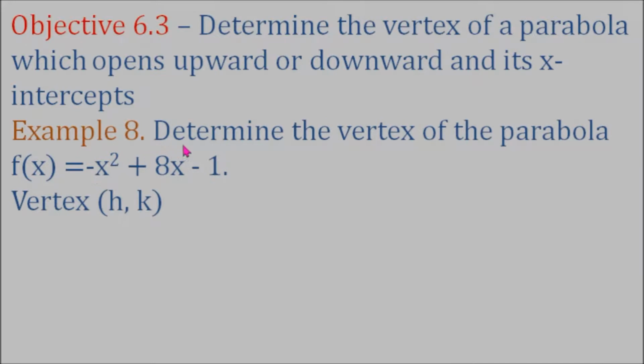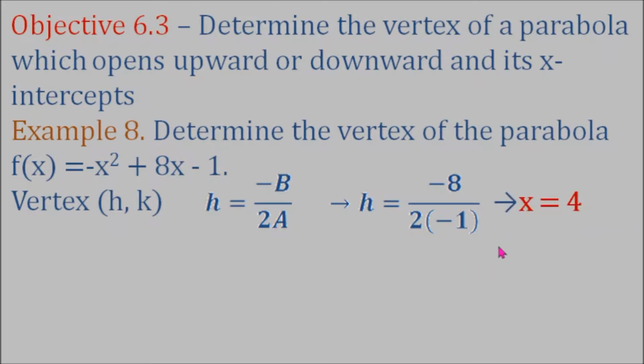Example number 8. Determine the vertex of the parabola f of x equals negative x squared plus 8x minus 1. So first we are going to find h. The formula is negative b over 2a. Our b here is 8 and our a is negative 1. So we have h equals negative 8 over 2 times negative 1. And negative 8 divided by 2 times negative 1 equals 4.